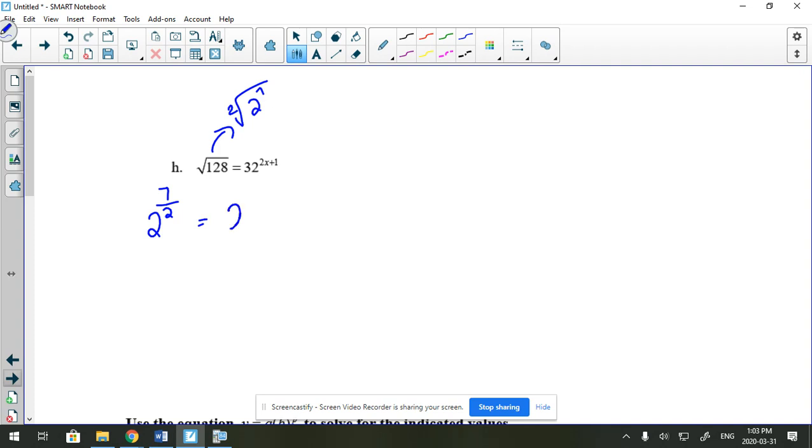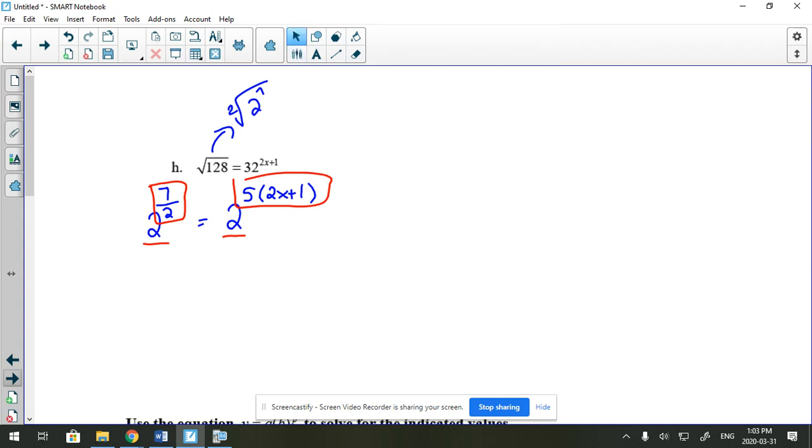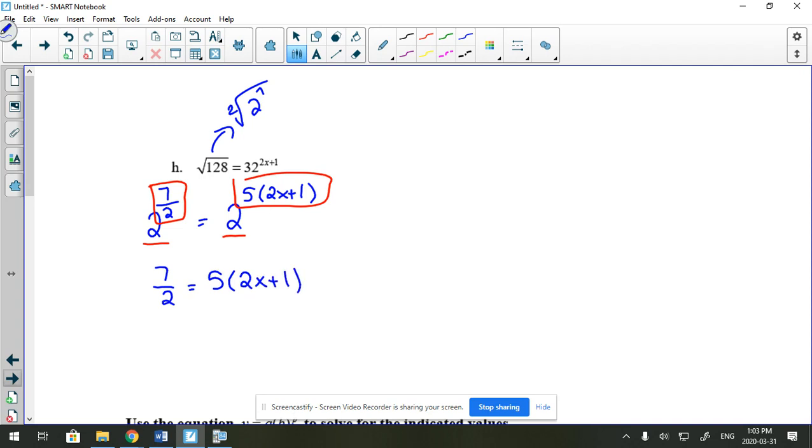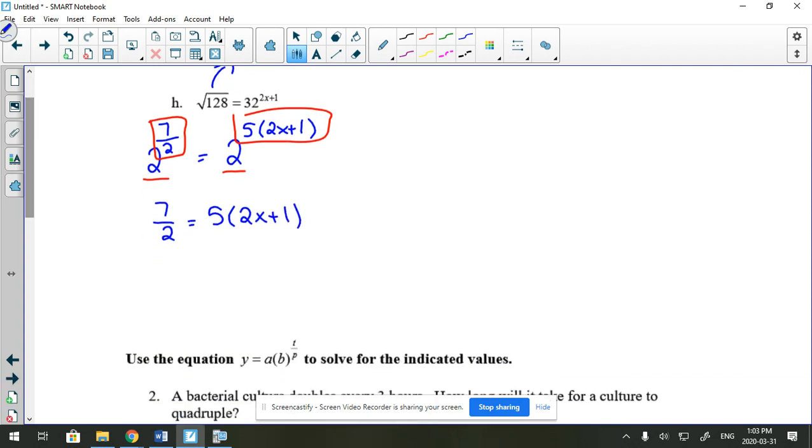Then for 32, it's the same as 2 to the 5. And now you can see that our bases match. So that means our exponents have to match. So I know 7 over 2 has to equal 5, 2x plus 1. So I'm going to get rid of my brackets by multiplying out.